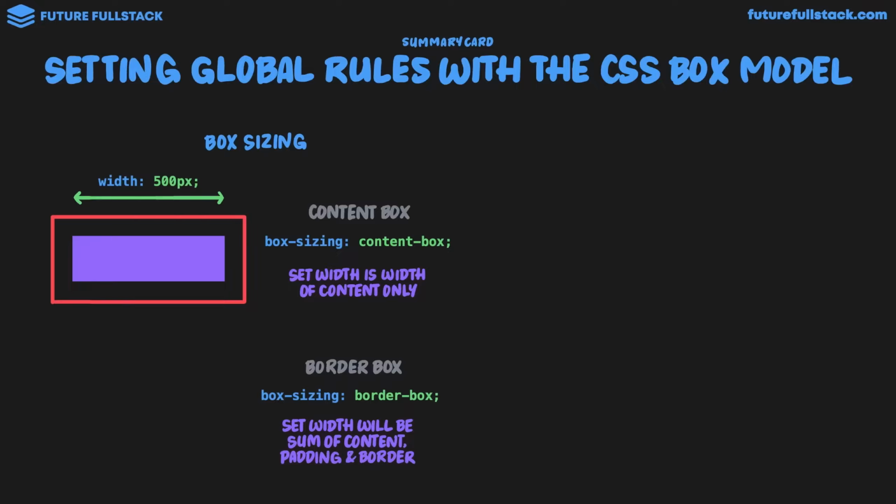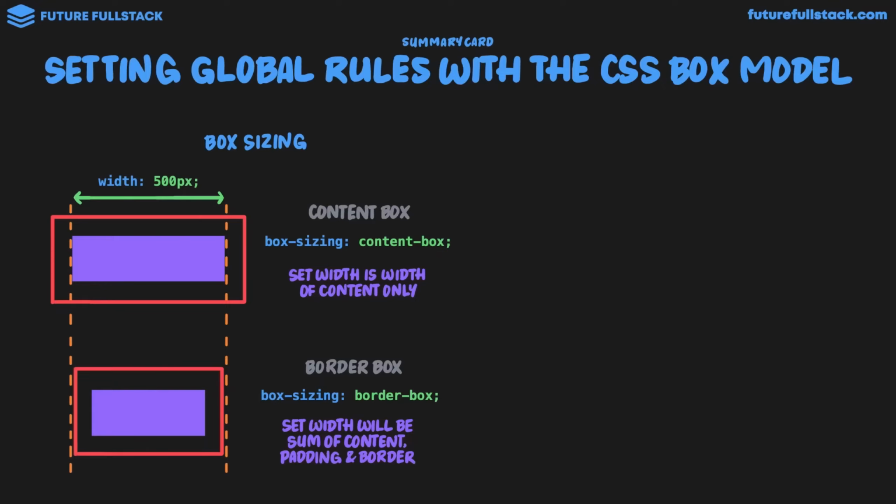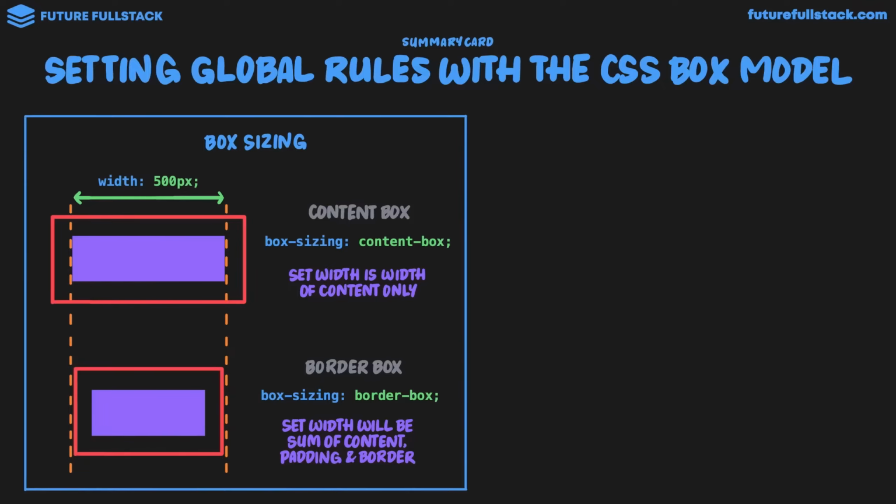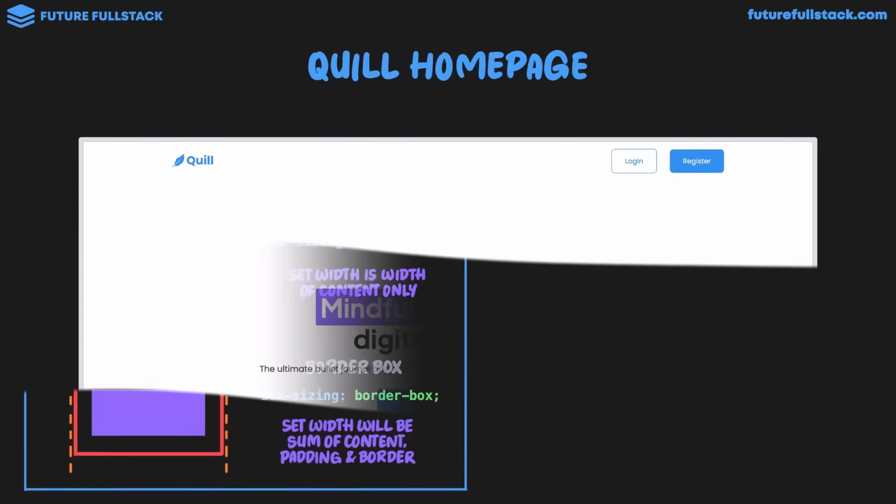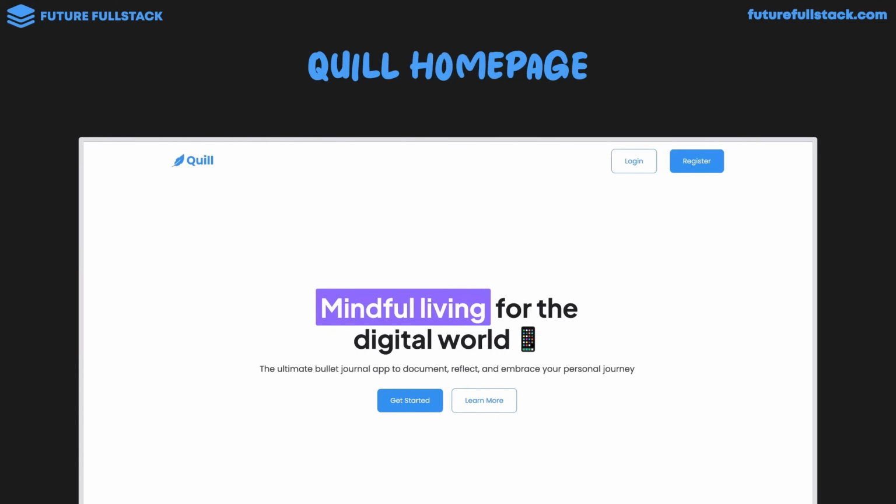So having box sizing border box and a width of 500 pixels will look like this. Our content will shrink so that the content, padding, and border have a width of 500 pixels. And we can see the difference very clearly between the two by adding in these orange lines, where for content box, we can see the width of 500 pixels is just the content, where for border box, it's the content, padding, and any border. So let's now apply the box sizing property on the Quill homepage.